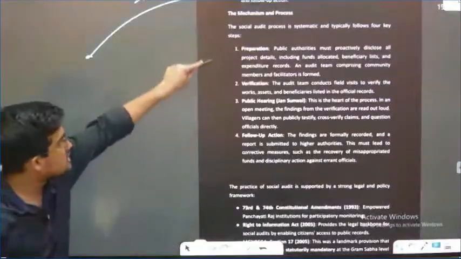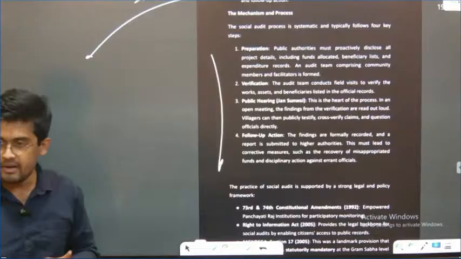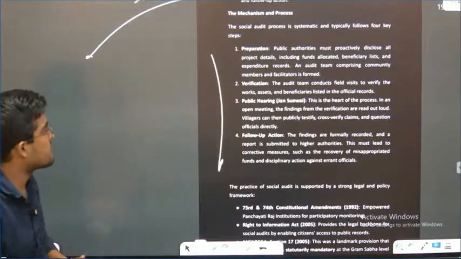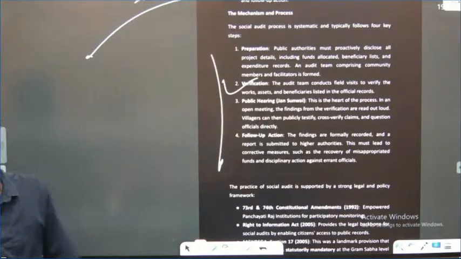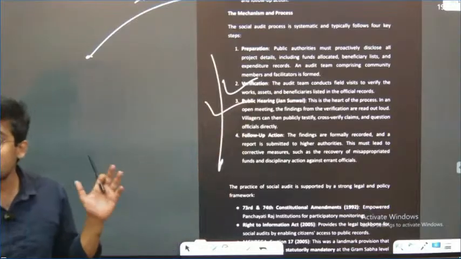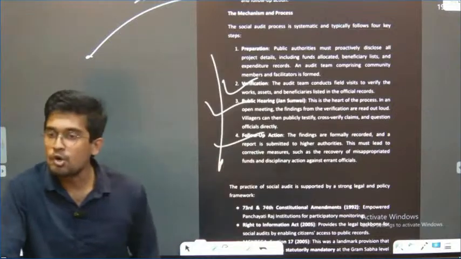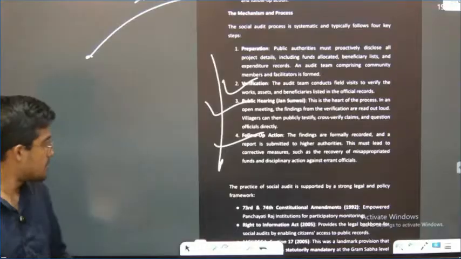Basically, this is the process in which a social audit takes place. Preparation is made, documents are taken and analyzed, and they verify whether the work is being done or not. Then Jan Sunwai happens. Jan Sunwai, the public hearing, is the most important component. And then follow-up action is taken to ensure that corrective action has been taken.